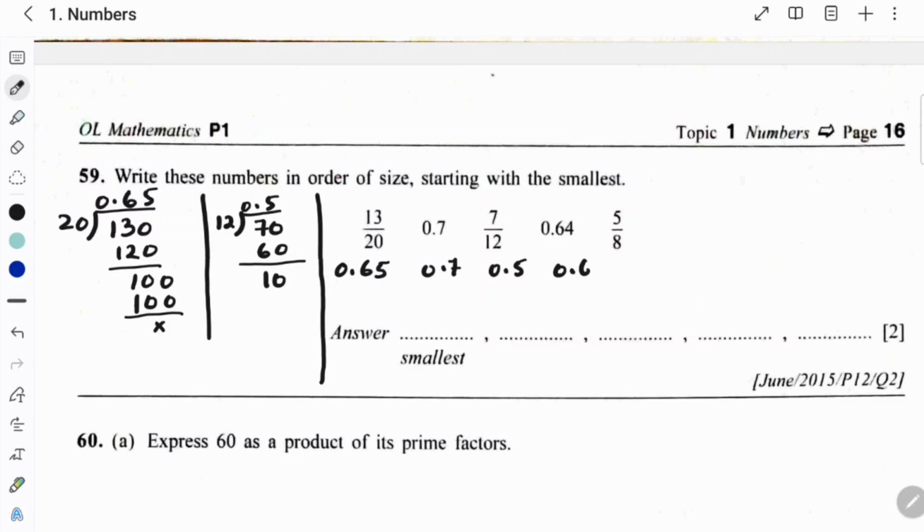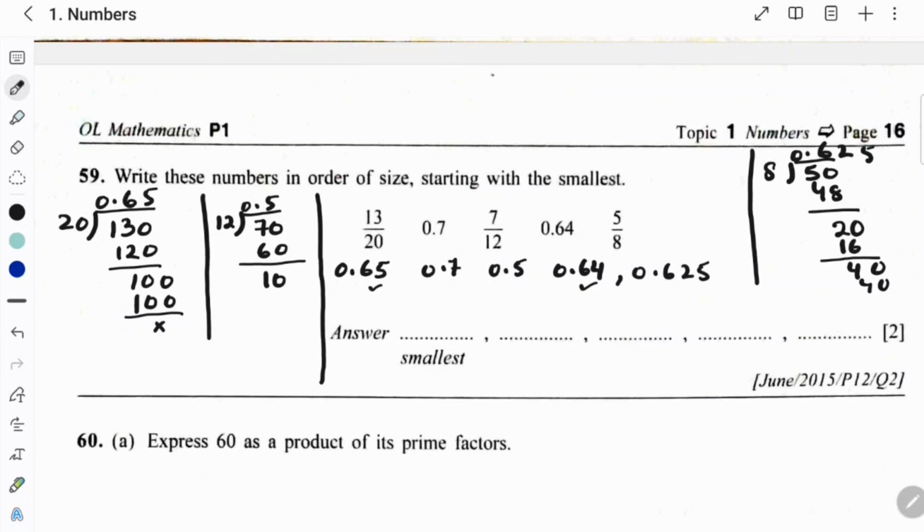Okay, so 0.64 is the next number. Now do 5 over 8. 8 times 6 is 48, 2 is the remainder. I have to continue because 0.65 and 0.64 are also numbers. Because the others are 0.6, we'll have to continue it. 0.6 and then put 0 over there, and 8 times 2 is 16, and then 4 is remaining, and put a 0. 8 times 5 is 40. So 0.625.